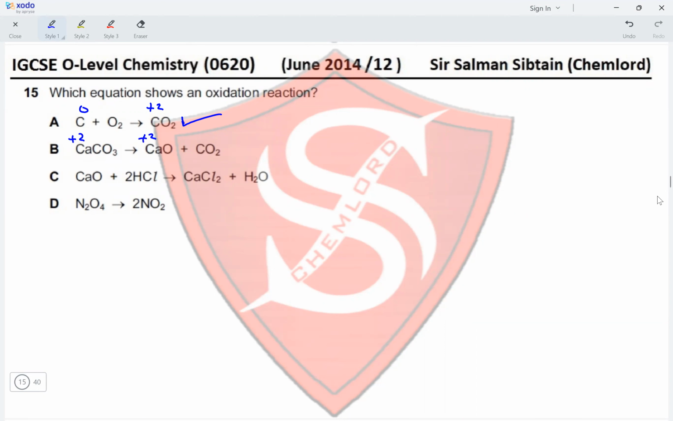In CaCO3, calcium has an oxidation state of +2 in the reactant and the product. Carbon has an oxidation state of +4 in the reactant and +4 in the product. So this is not a redox reaction.